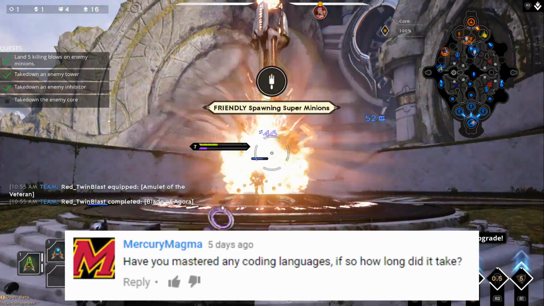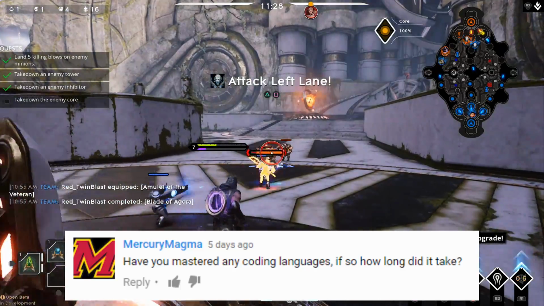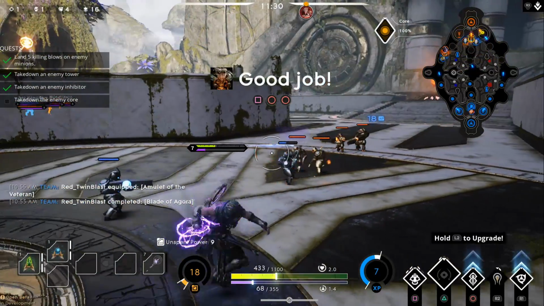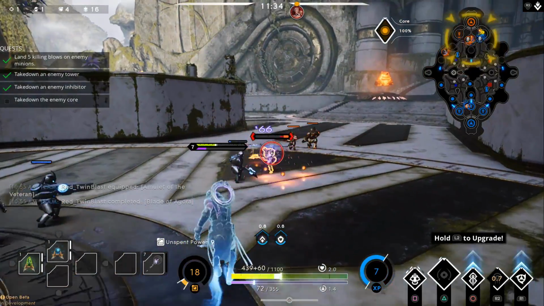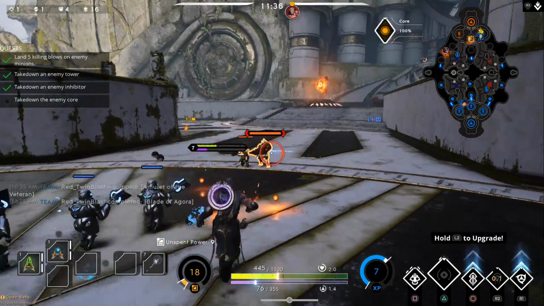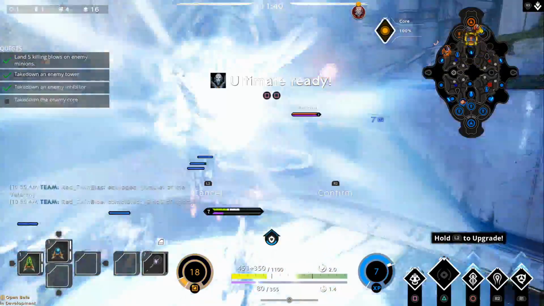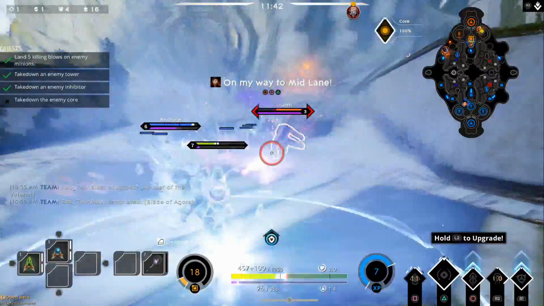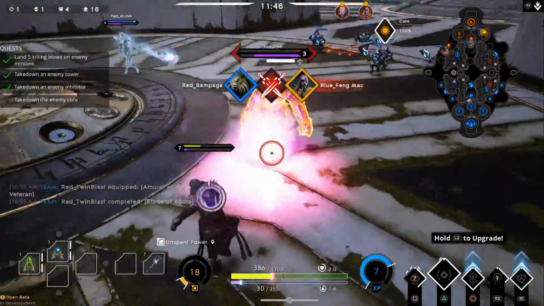Mercury Magma asks, have you mastered any coding languages? If so, how long did it take? I would very much consider myself a master. I would say that I've mastered C Sharp because I'm so confident in it now, and I've been working on it for years. I've literally used C Sharp for 5+ years now. But it didn't take that long.